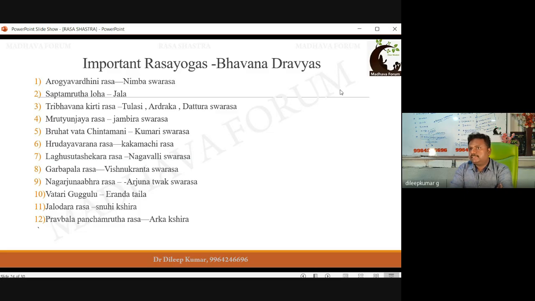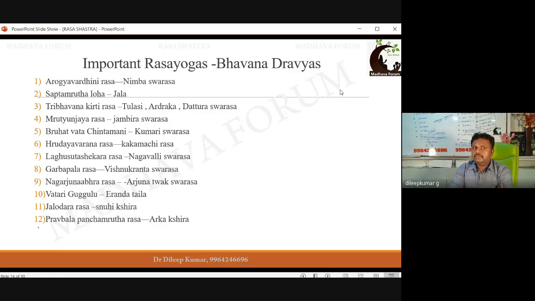Classically, in the texts, what we have is only a single drug: Mukta Pravala Panchamrita is the classical explanation. There is no plain Pravala Panchamrita explained in the classics. And even Sutashekhara comes with gold only. That is the classical explanation. Without gold, Sutashekhara is not our classical version. It is a company version made by manufacturers.